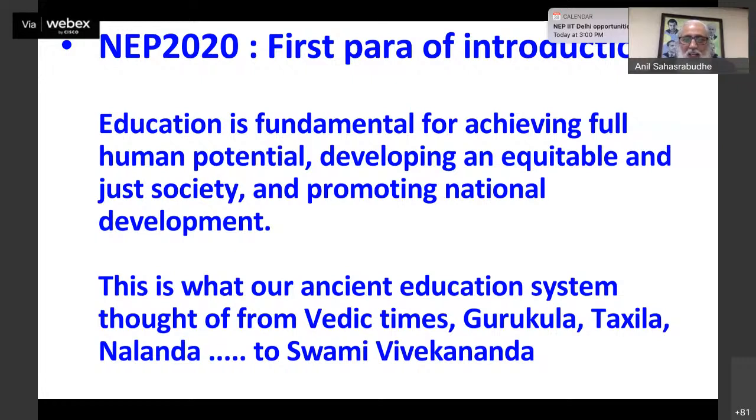Kasturi Rangan as the chair and many other stalwarts in the committee have given in a nutshell what education is all about. Education is fundamental for achieving full human potential, developing an equitable and just society, and promoting national development. I think there are three fundamental pillars on which the entire policy rests.